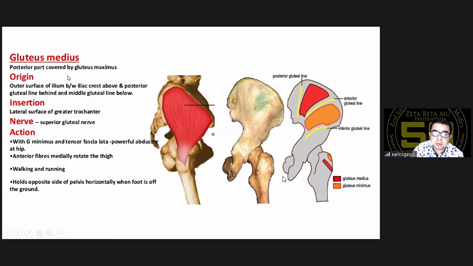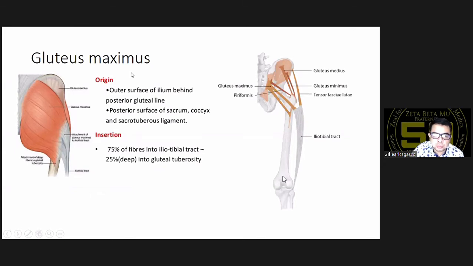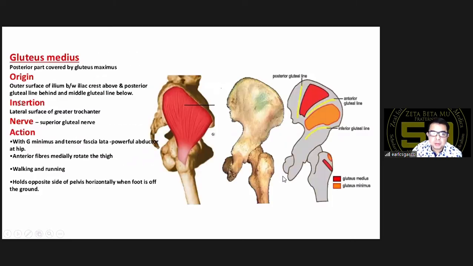Its posterior part is covered by the gluteus maximus. Gluteus medius here, gluteus maximus here, so natatabunin yung posterior part of the gluteus medius. Its origin comes from the outer surface of the ilium between the iliac crest above and the posterior gluteal line and middle gluteal line below.